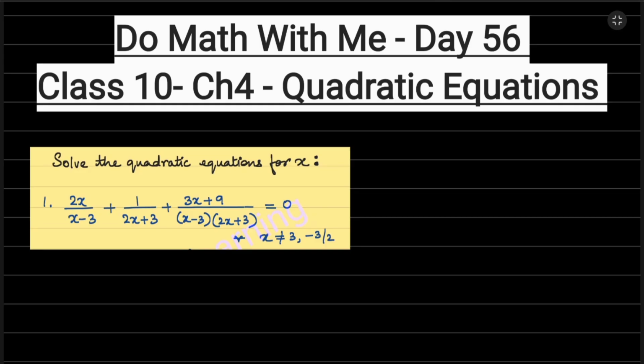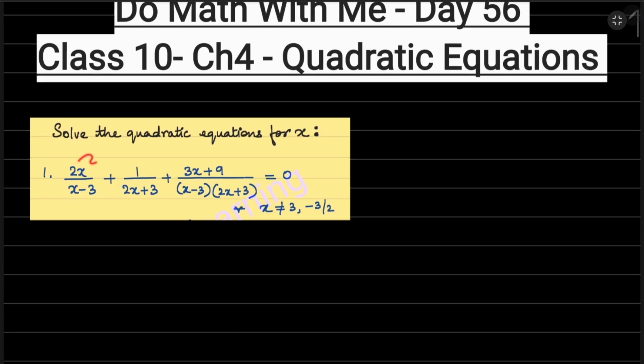The very first question of the day is: solve the quadratic equation for x. The question is 2x divided by x minus 3, plus 1 divided by 2x plus 3, plus 3x plus 9 divided by x minus 3 into 2x plus 3, equal to 0.